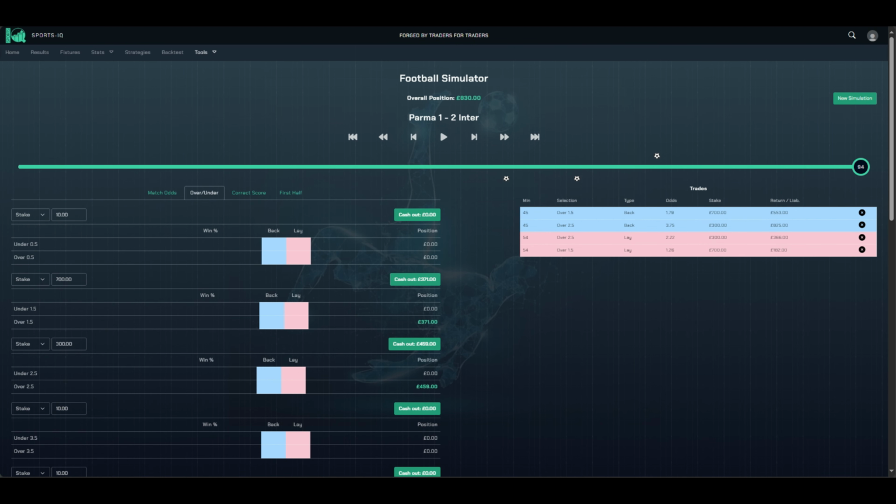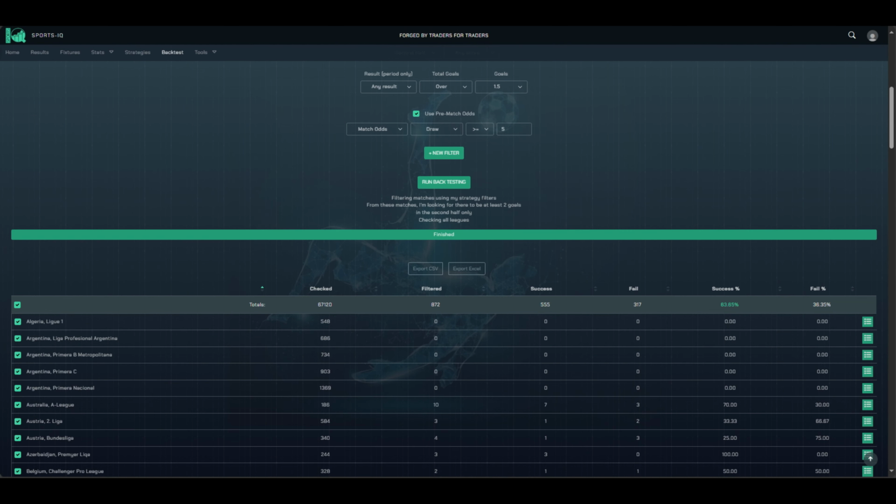So what do I think of the atomic bomb strategy? Well, it's bold, it's dynamic, and it has potential when executed with precision. The backtest shows that by adding draw odds filters and focusing on specific second half goal trends, we can refine the strategy even further. That said, no strategy is perfect.